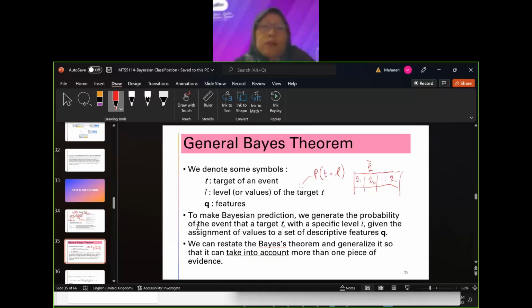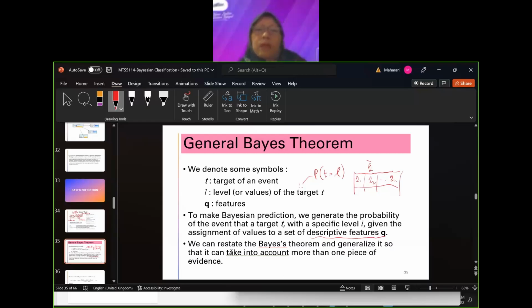So to make a Bayesian prediction, we generate the probability of the event, which is the target T, with a specific level L, given the assignment of values to a set of descriptive features Q. So the features also have values. Some facts that we have here: first, the target T with value L, and then features with some specific values as well. All right, so we're going to predict the probability of the target.